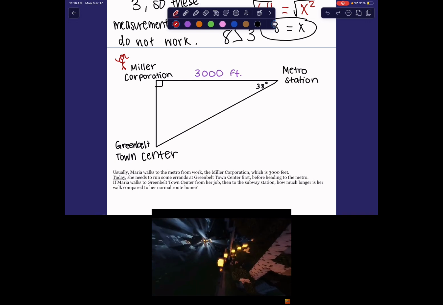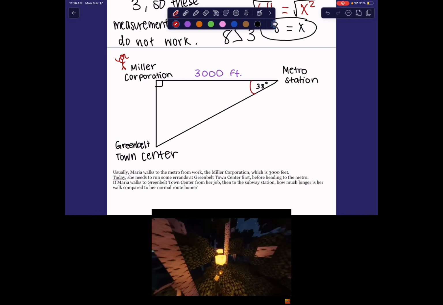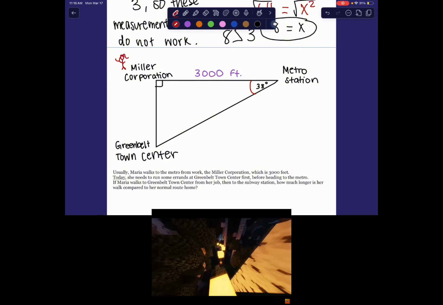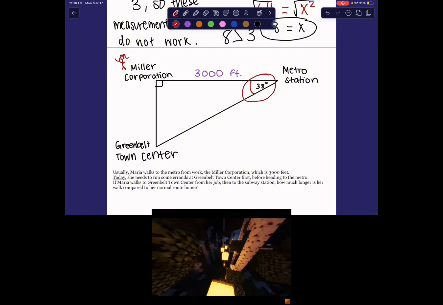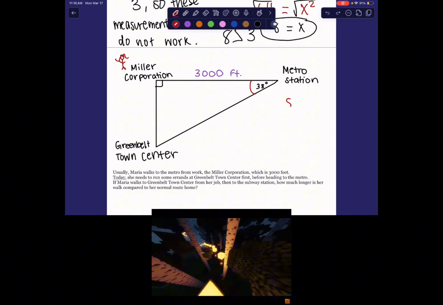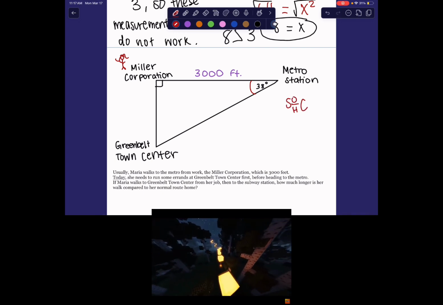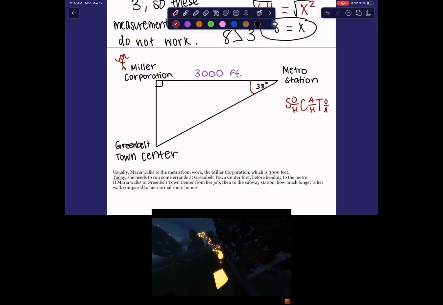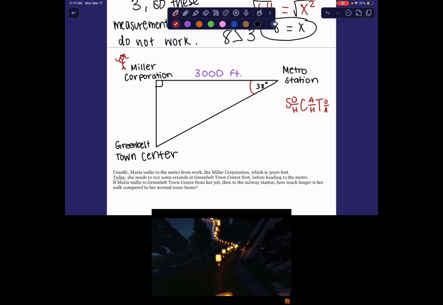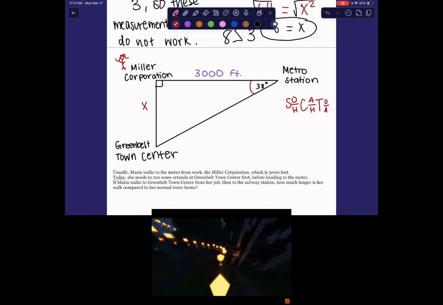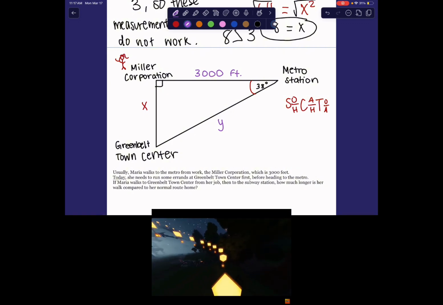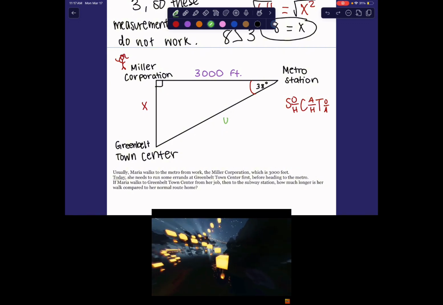In the picture, they do give you an angle, which is always so helpful. And I've told y'all this in class, but whenever they give you an angle like this, you automatically should be thinking SOHCAHTOA. Always. Just think that. So we have to figure out this side, let's call that X. And we have to figure out this side, and let's call that Y. Let's put it in green.